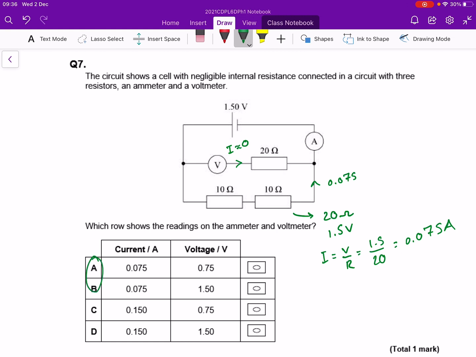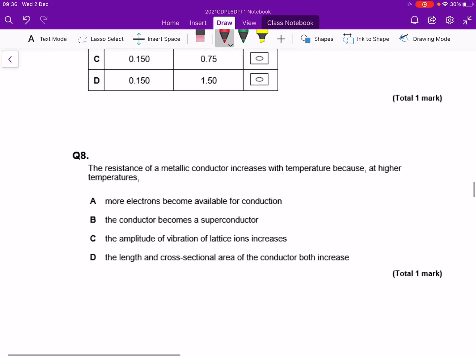That voltmeter is going to take all of the voltage in this part. If you think about the voltmeter and this resistor as just being resistors in series, the voltmeter's got a much bigger resistance, typically something like 10 mega ohms. So it will get almost the full 1.5 volts across it, which means that B is the right answer.